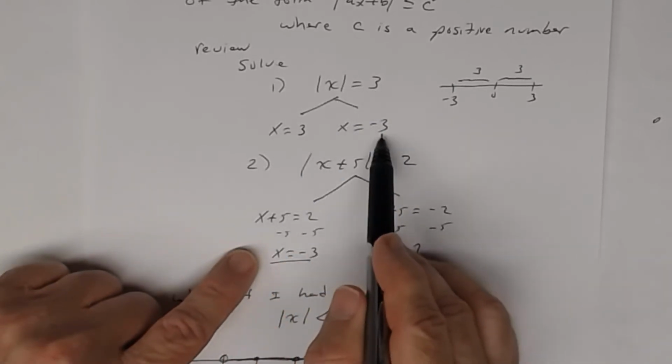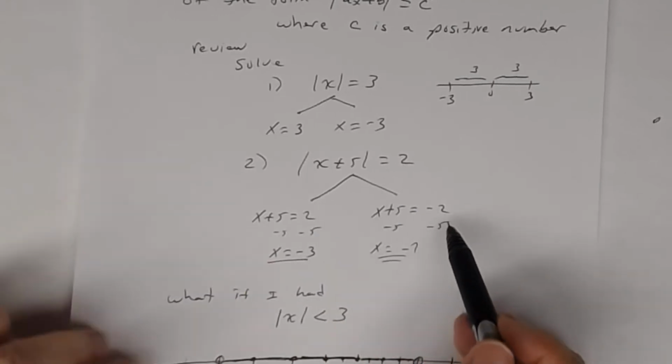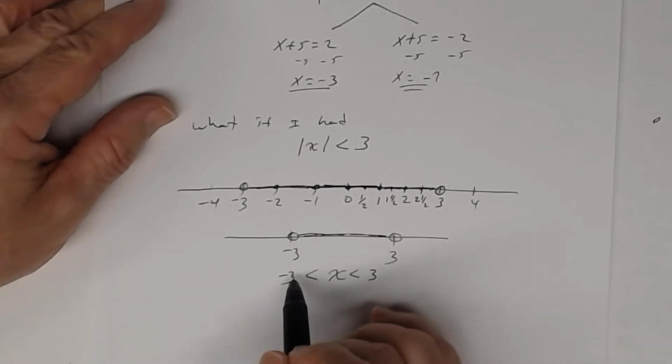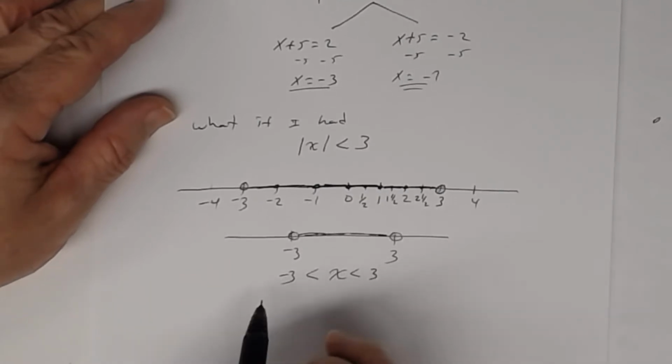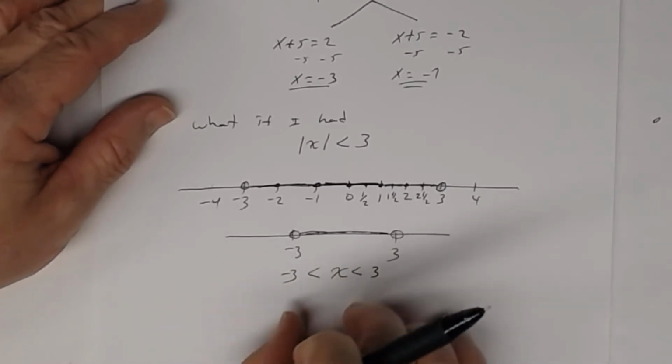We'll put 3, negative 3 here, 2, negative 2, right? Okay, when I come here, what do you see? 3, you have negative 3, 3, right? Okay, so let's go further with this.